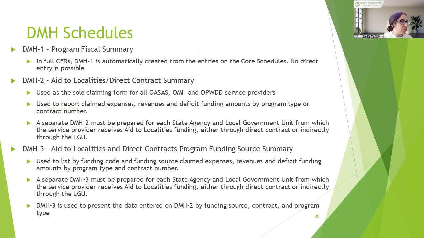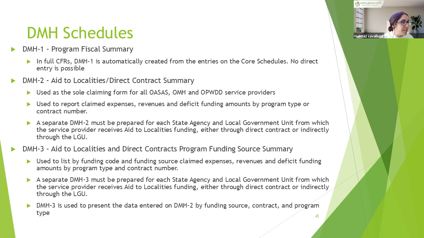So in summary, we sort of touched on all of this. In DMH1, in full CFRs, it's automatically created from the entries on the core schedules, and you don't need to enter anything yourself or manually. DMH2 is used to report claimed expenses, revenues, and deficit funding amounts by program type or contract number. There needs to be a separate DMH2 prepared for each state agency and LGU.